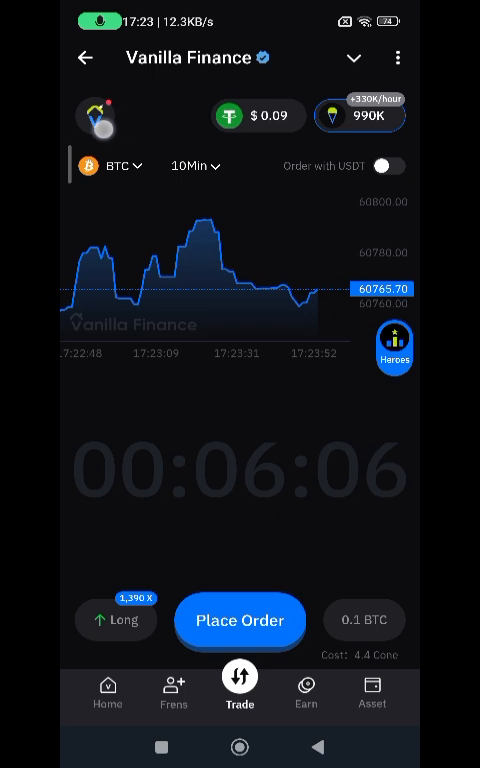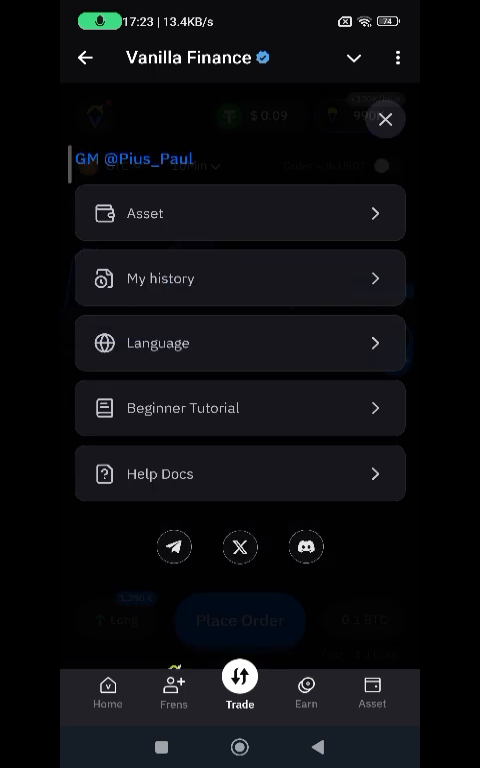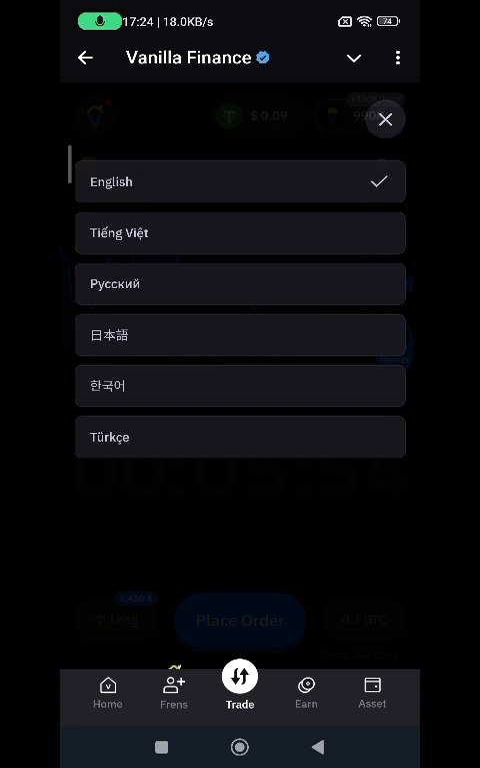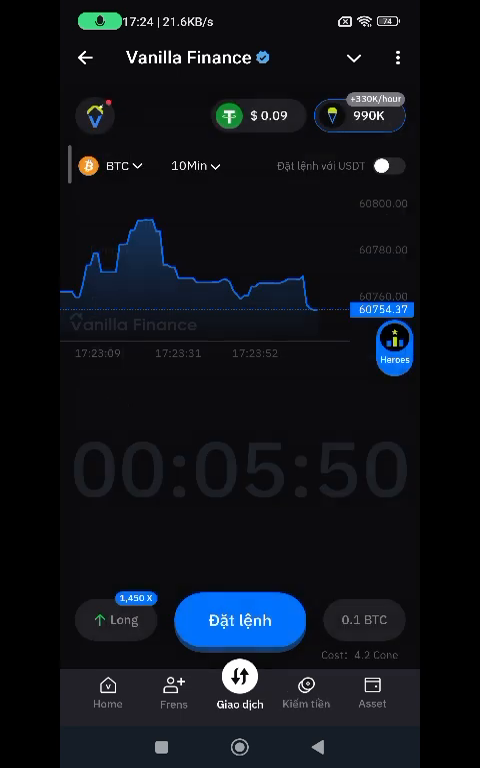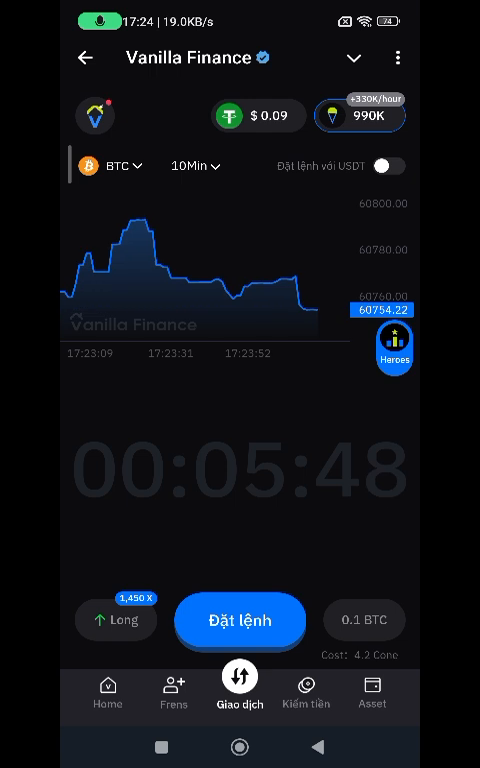Before we go into the trading, before we talk about the long place order 0.1 BTC, let's also look at this icon right here. When you click on this icon, it shows you your assets, it shows you the history of the trades you've taken. Then you can also change language. You could choose the language that appeals to you.